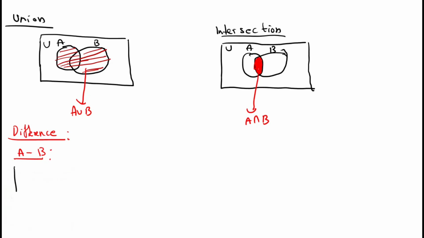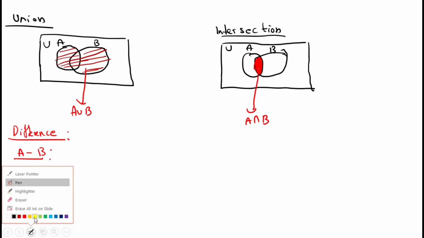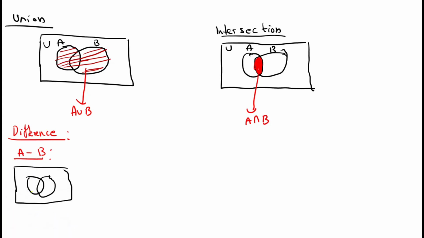See, universal set, with the set A and with set B. Now you need to find A minus B. What's the meaning of A minus B? A minus B means elements of A which are not in B. Elements of A that are not in B.